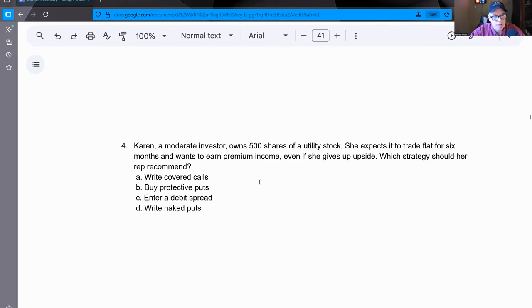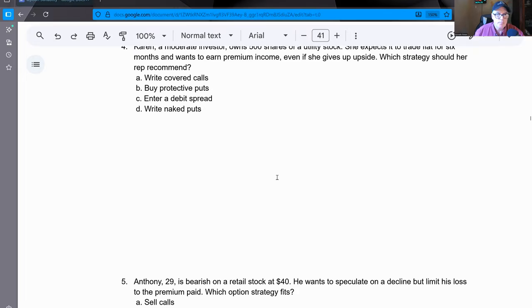Karen, a moderate investor who complains to the manager all the time, owns 500 shares of utility stock. She expects it to trade flat for the next 6 months and wants to earn premium income, supplement her yield, add cash. All these things mean the same thing, even if she's giving up a little upside. Because remember, whenever you sell an option, you're giving up some of the upside. Which strategy should her rep recommend? I kind of gave the cat away. Write covered calls, because that's the most conservative option strategy there is. 500 shares of a not moving stock, you sell covered calls, make that money. Bring in the bag, baby.